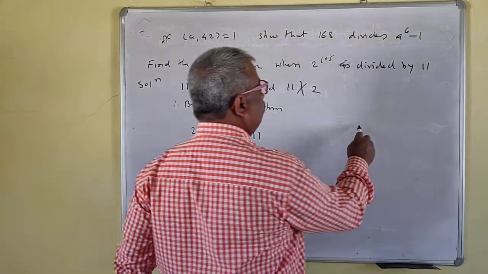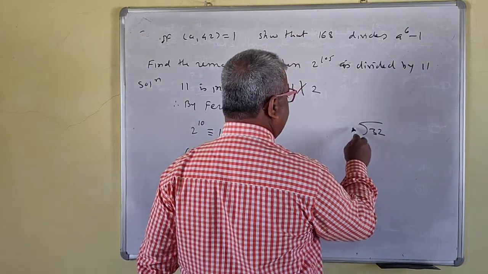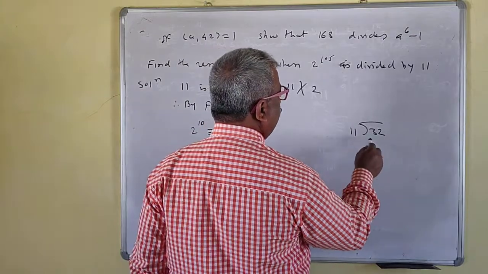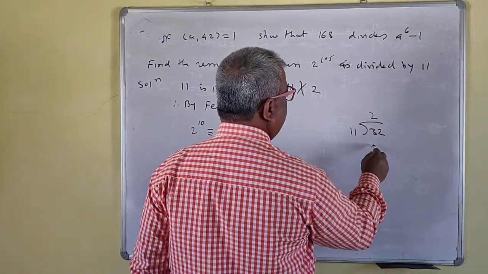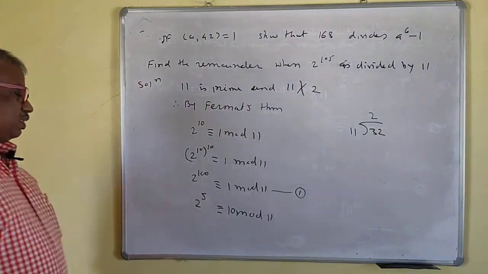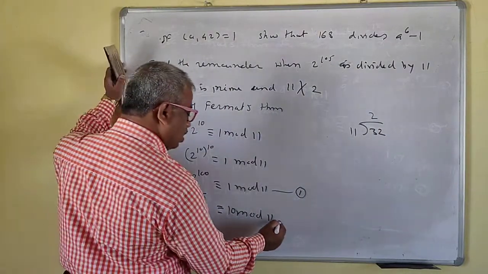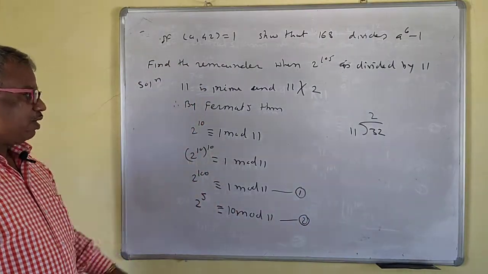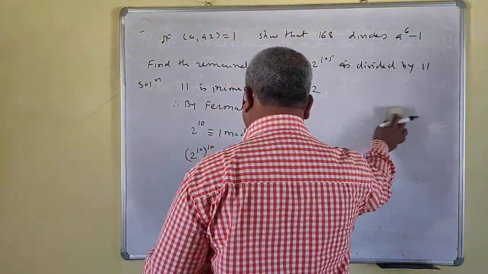So if 32 is divided by 11, what is the remainder? The quotient is 2 and the remainder is 10. So I will call this 2. Manually I can do this one. Okay, so I will multiply this.